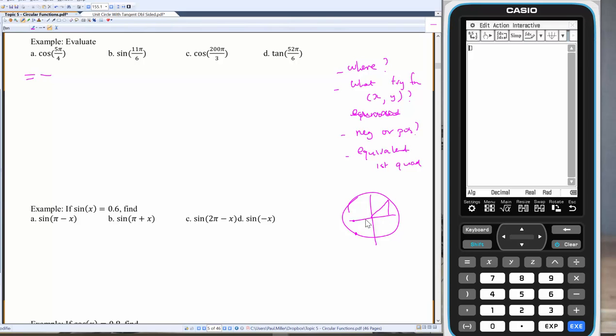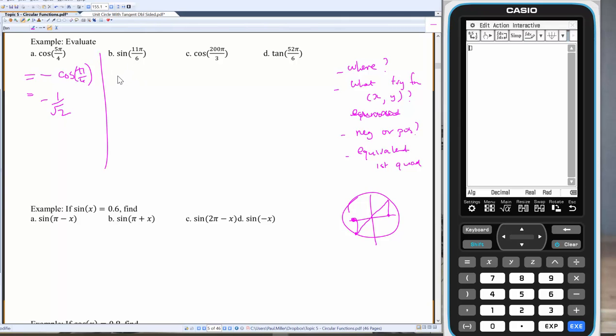So pi on 4 is exactly the same as this one here. So what I'm going to do is work out what the cosine of pi on 4 is from the first quadrant, which will give me this value here, drop a negative out the front of it, and it gives me this one here. So I know that cosine of pi on 4 is 1 on root 2, so this is going to be negative 1 on root 2.